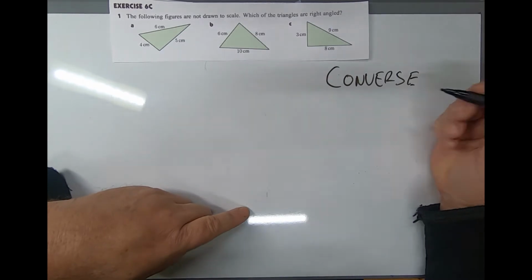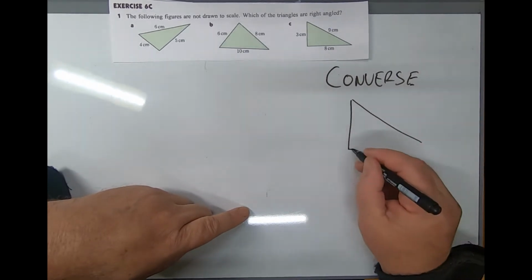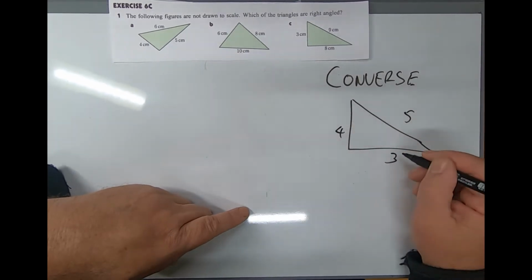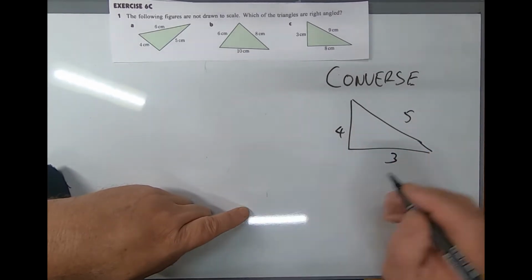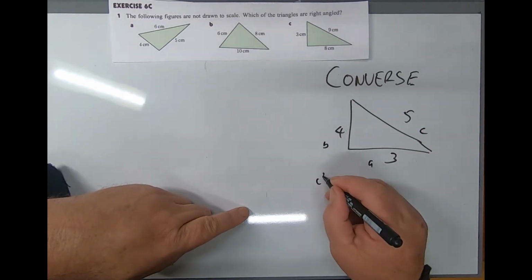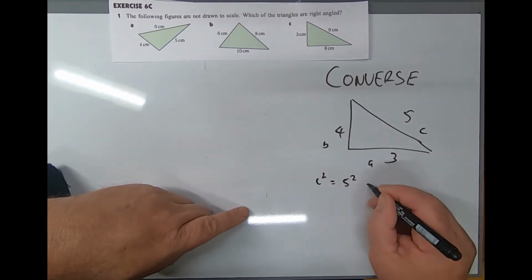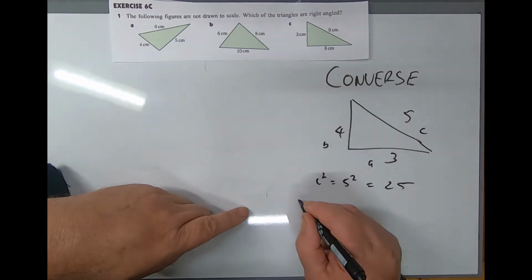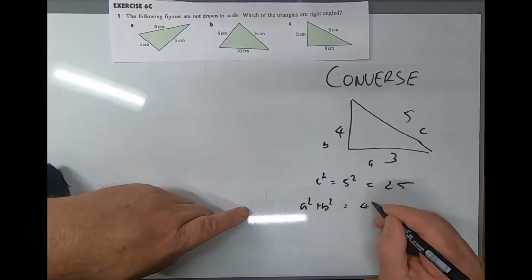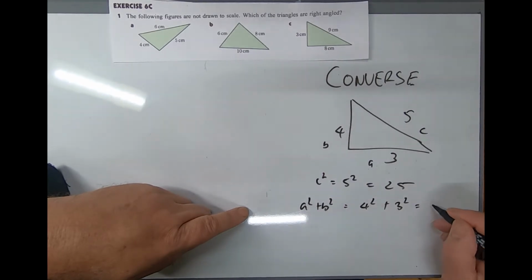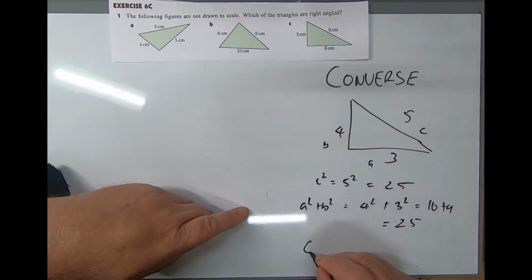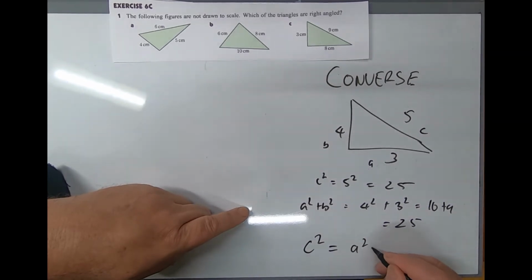So what's happening in these questions is, if it just happens that these sides work with Pythagoras, let's try this question. C squared is 5 squared equals 25. And let's try the other two. A squared plus B squared equals 4 squared plus 3 squared. 16 plus 9 equals 25. Oh, Pythagoras' theorem is true for this triangle.